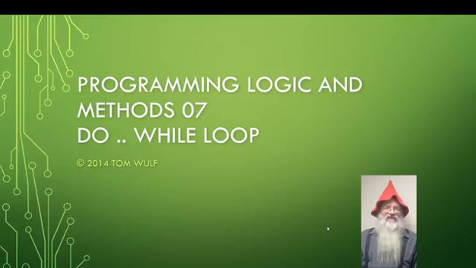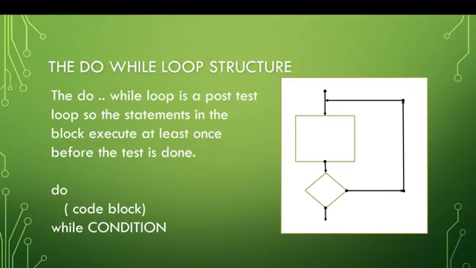So our next looping control structure is the do-while loop. This is a post-test loop, so the statements in the block are going to execute at least once because they'll do that before the first test. It's probably easiest to see over here on the right-hand side with the flow chart.